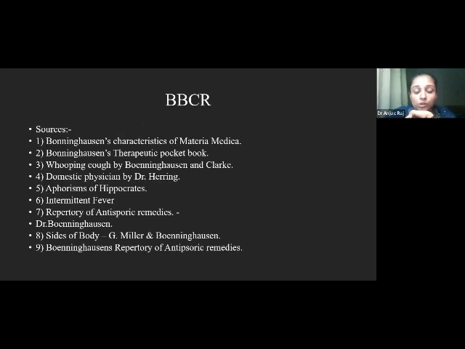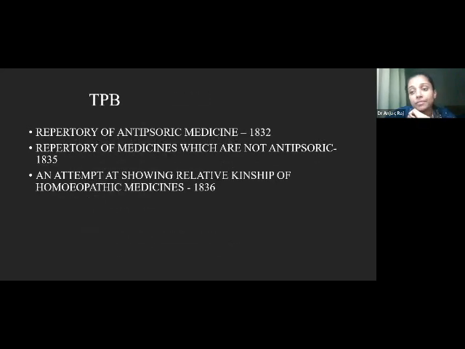This is the source book of BBCR. There are so many, just if you want, you can go through. And in the case of the therapeutic pocketbook, there are 3 source books: Repertory of Antipsoric Medicines in 1832, Repertory of medicines which are not antipsoric in 1835, and an attempt at showing relative kinship of homeopathic medicine in 1836.